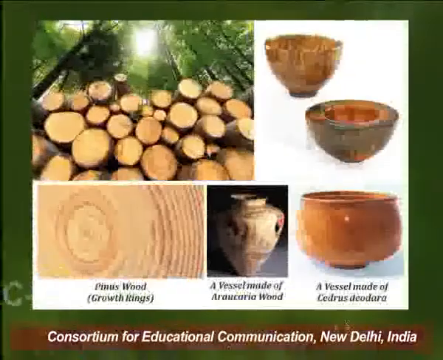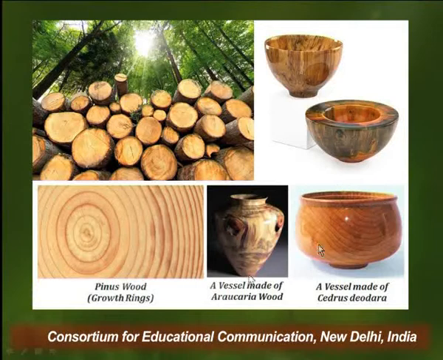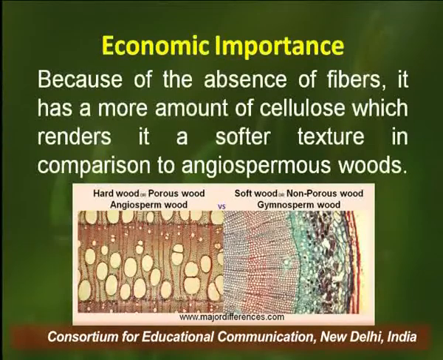The woods of Pinus, Araucaria, or you can say Cedrus also, they are used to make beautiful household vessels and decorative pieces. Because of the absence of fibers, it has a greater amount of cellulose, which renders it a soft texture in comparison to angiospermous woods. Here there is a comparison between an angiospermous wood and a gymnospermous wood.